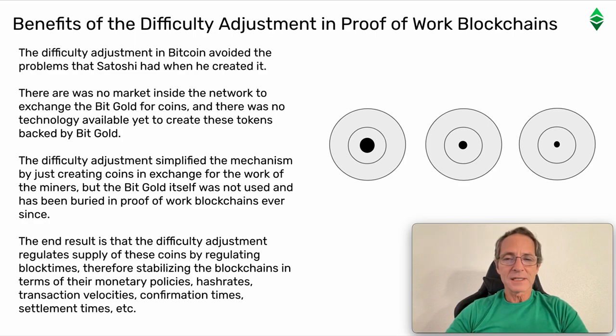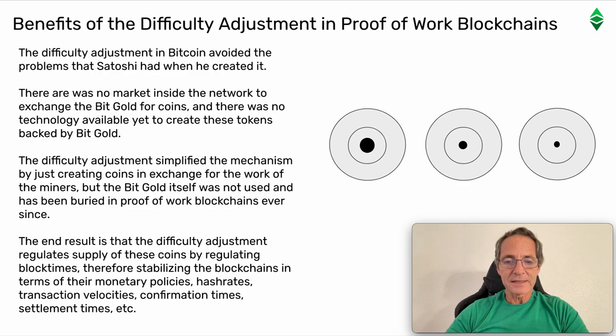Benefits of the difficulty adjustment in proof-of-work blockchains. The difficulty adjustment in Bitcoin avoided the problems that Satoshi had when he created it. There was no market inside the network to exchange the bit gold for coins, and there was no technology available yet to create these tokens backed by bit gold. The difficulty adjustment simplified the mechanism by just creating coins in exchange for the work of the miners. But the bit gold itself was not used and has been buried in proof-of-work blockchains ever since.